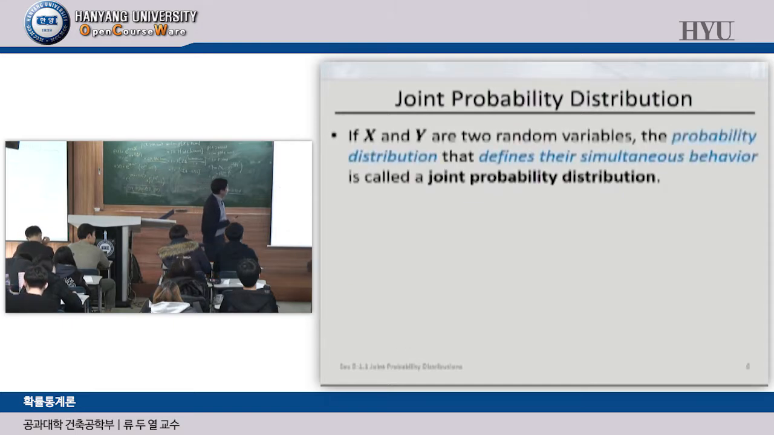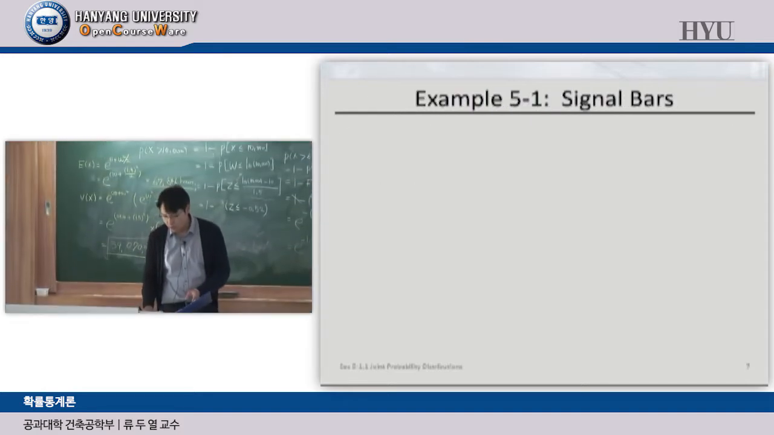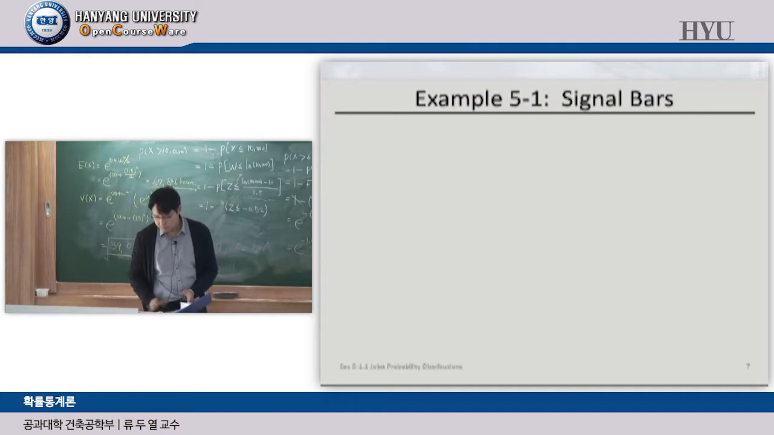If x and y are 2 random variables, the probability distribution that defines their simultaneous behavior is called a joint probability distribution, which means that they occur at the same time, okay? So this is the typical example to explain the joint probability distribution.